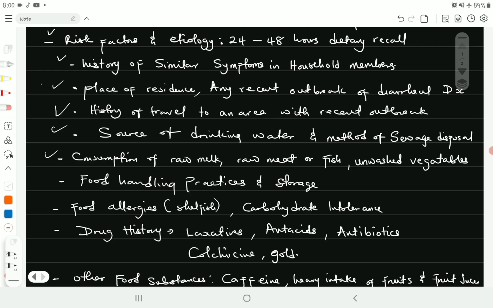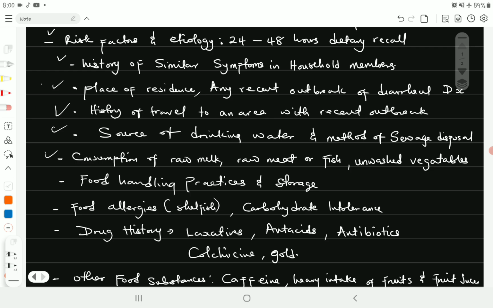Now, food handling practices. Do they wash their hands? Do they wash their hands after using the toilet? Do they wash their hands before preparing food? You need to ask about that. Then food storage. Do they leave food open so that flies will be perching? You need to probe about that.